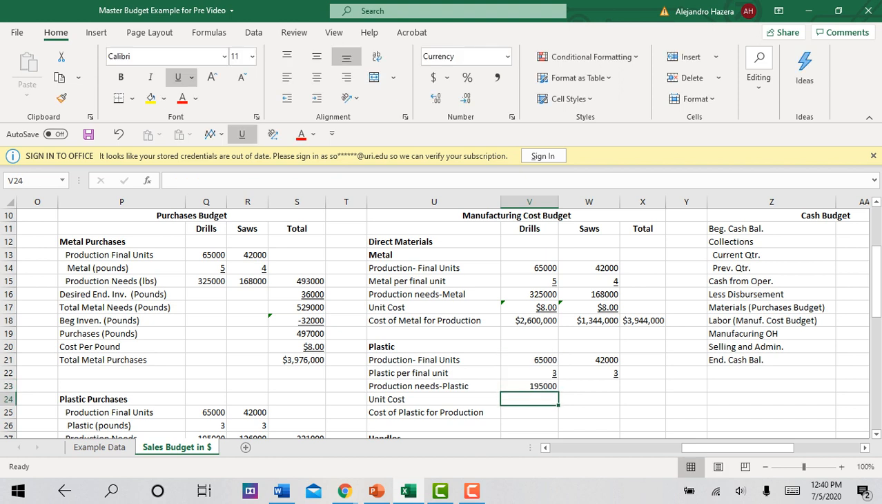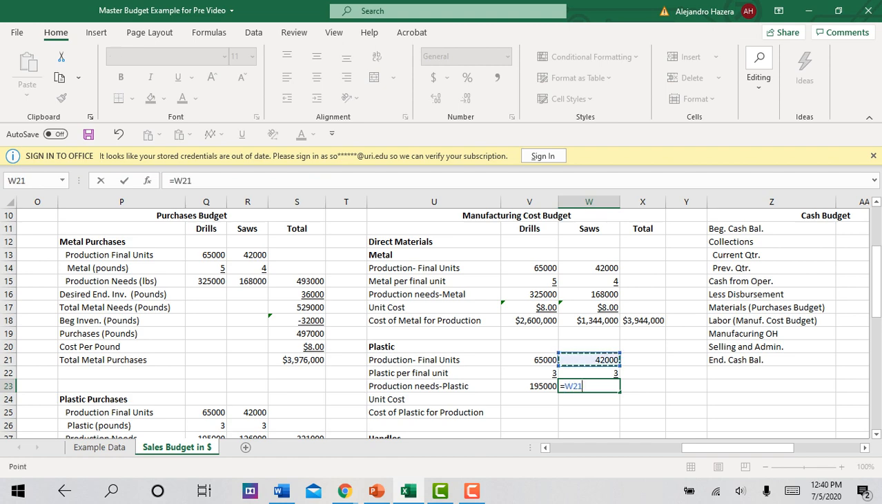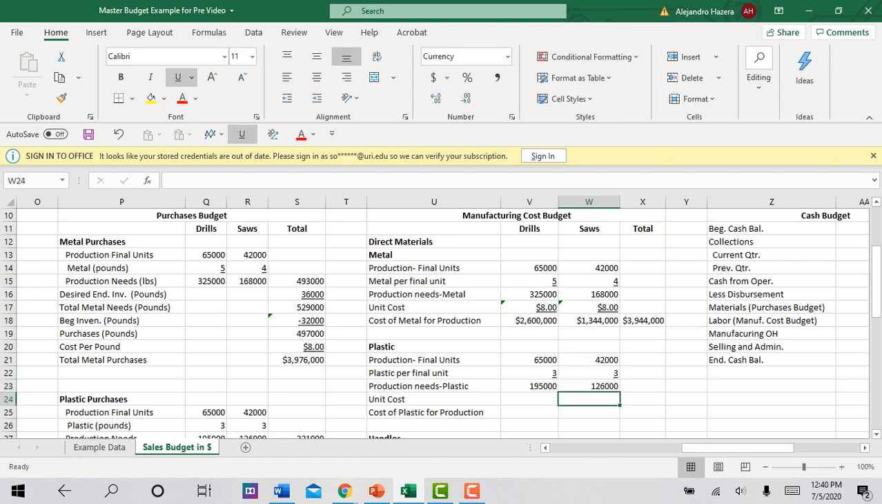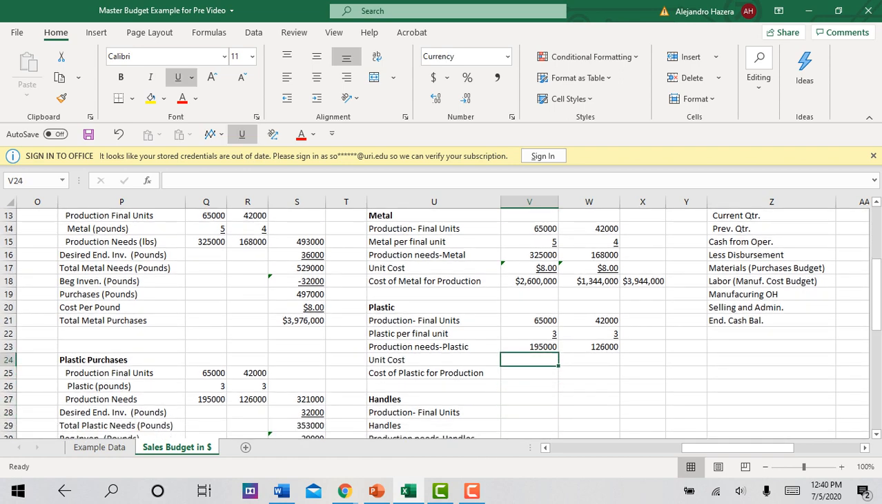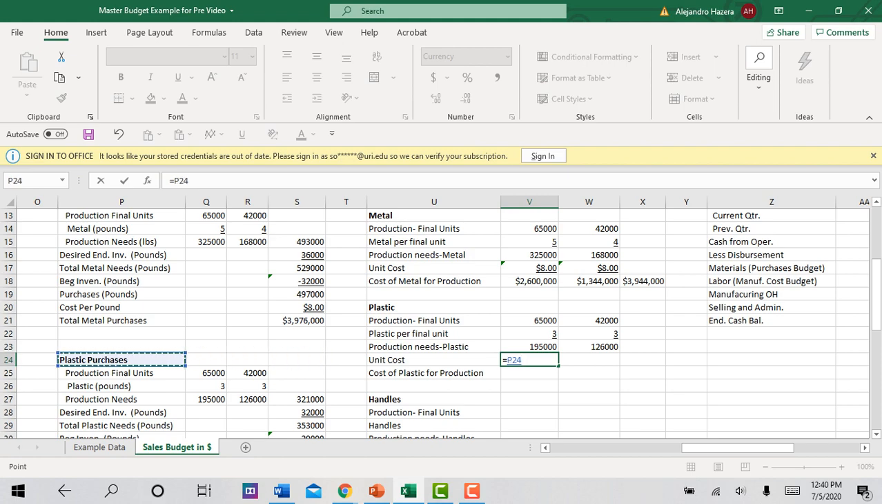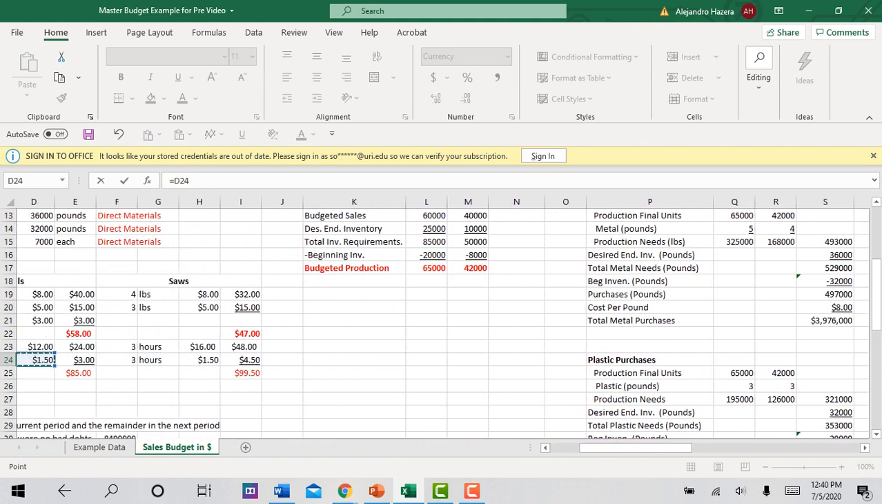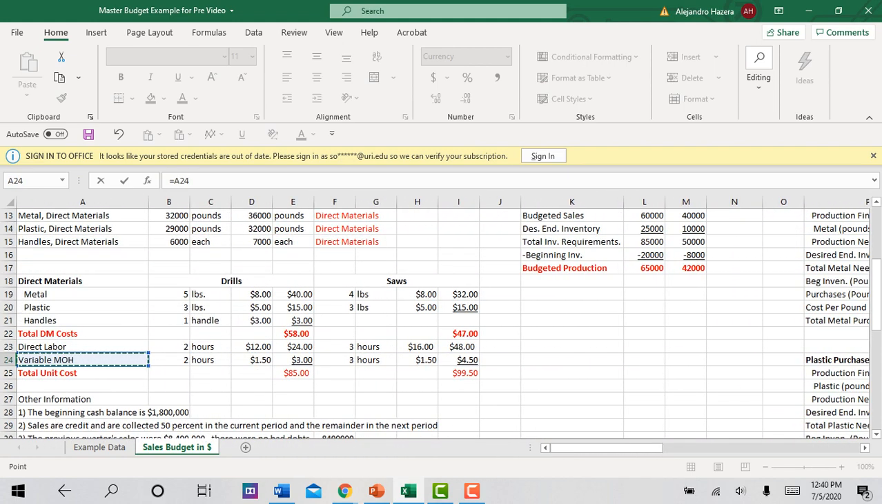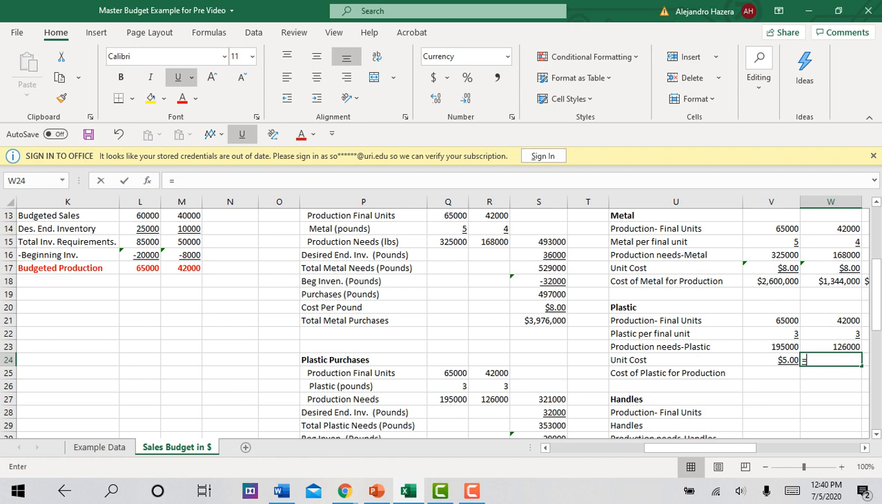Okay, so 65,000 times 3 means that you're going to need 195,000 pounds of plastic for drills. You're going to need 42,000 pounds of plastic for saws. And the cost per unit of plastic, I believe, is $5, coming over here. So you come over here to the job cost card, and the cost per unit of plastic is $5. It doesn't matter which one. They use the same type of plastic in both types, apparently.